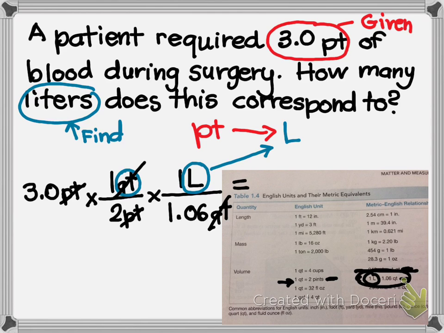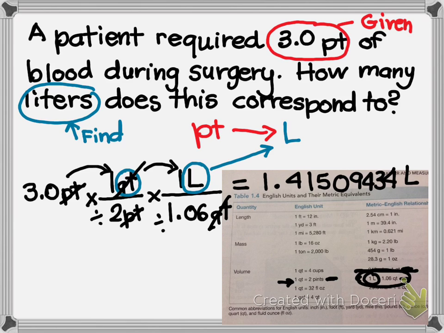Well, let's do this in our calculator now. I would start with the 3, and then times 1, which just gives me 3. You don't have to really do that. Divided by 2. Then times 1 for the next conversion factor, divided by 1.06, and I get 1.41509434. It just keeps going, liters. Now that's what my calculator gives me, so let's think about significant figures.